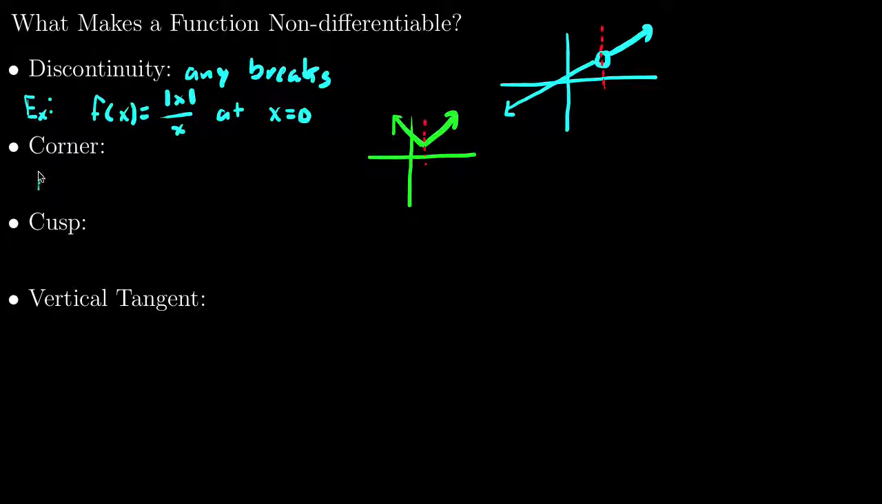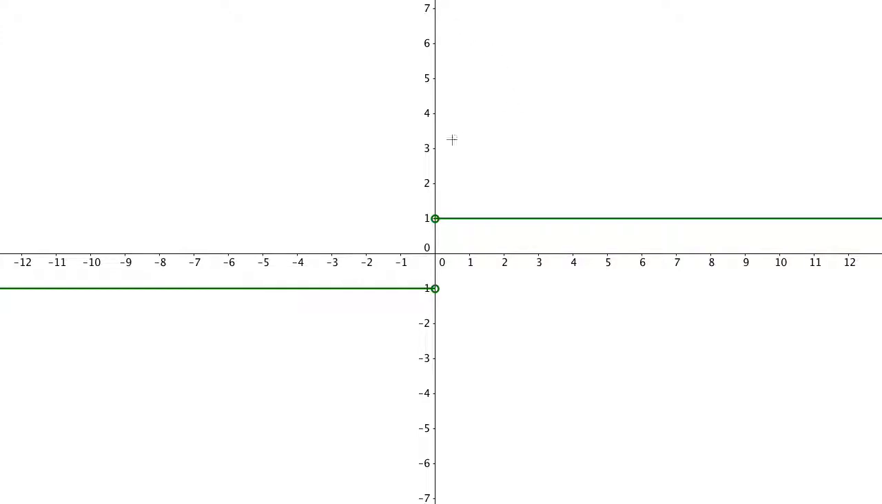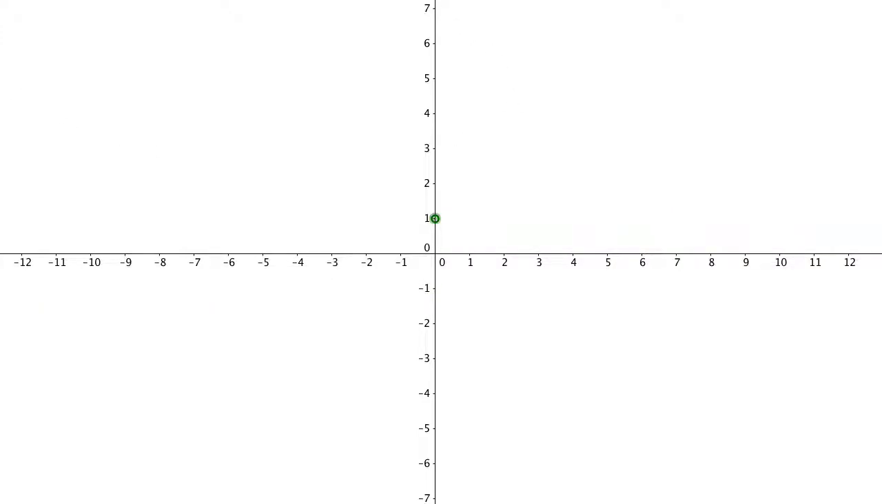And an example of a function that gives me a corner is simply the absolute value of x at x equals 0. And let's look at that. So let me get rid of this one. And here. And you can see at 0 we have this corner. It's a corner because I have a finite defined slope on one side, and on the other side they just don't match up.